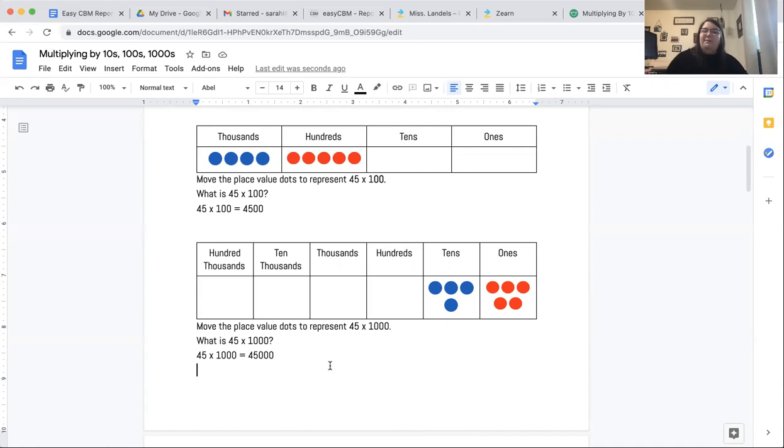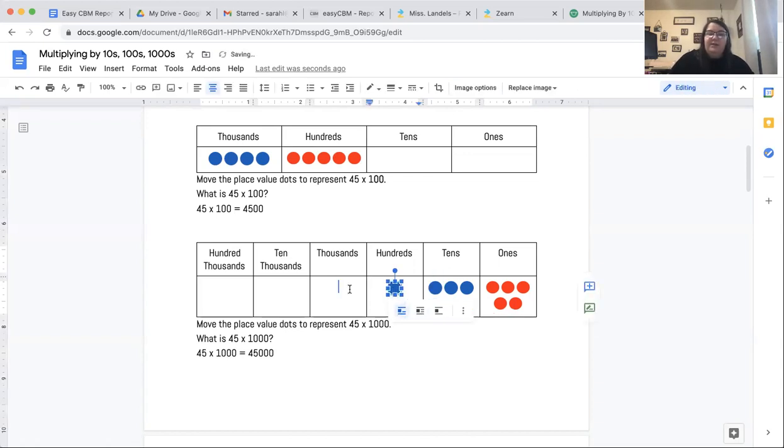So now I'm going to move my dots to represent what we just did. So I moved from the tens and I went 1, 2, 3 spaces over.